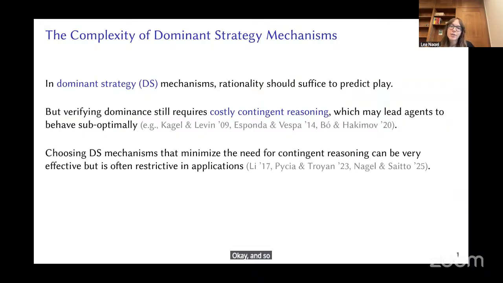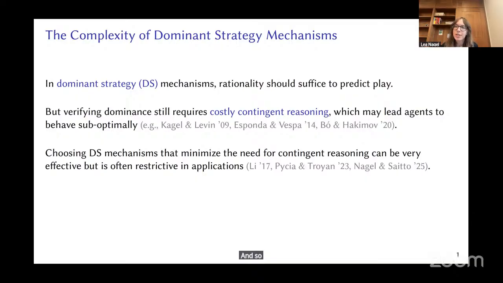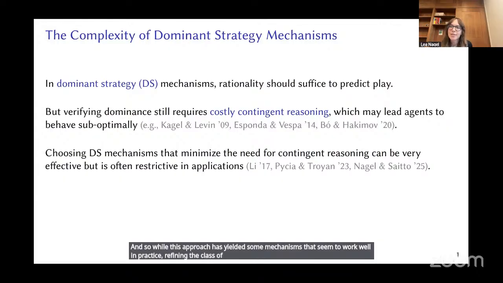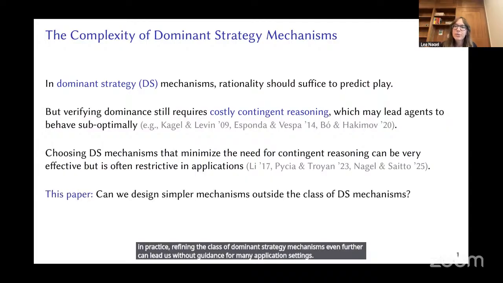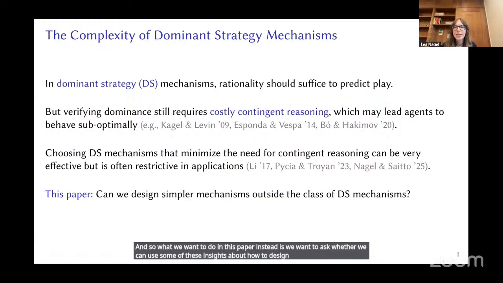And so in response, there's been recent literature on simplicity in mechanism design that has essentially proposed extensive form refinements of dominance that in some sense reduce the need for agents to reason contingently, either about the other agents or about their own future actions. And so while this approach has yielded some mechanisms that seem to work well in practice, refining the class of dominant strategy mechanisms even further can leave us without guidance for many application settings. And so what we want to do in this paper instead is ask whether we can use some of these insights about how to design simpler mechanisms even outside of the class of dominant strategy mechanisms.